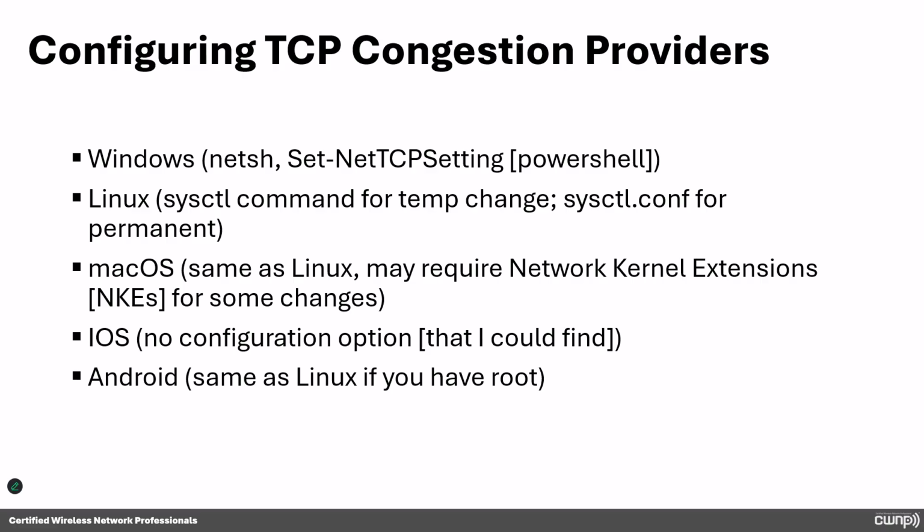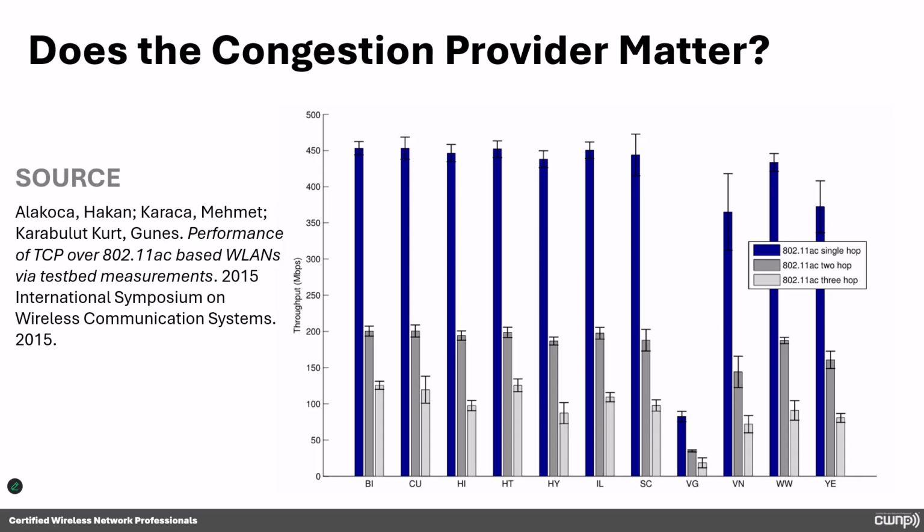Okay, so I told you can adjust congestion providers, meaning I can change from New Reno to Cubic to BBR or what have you, if it's supported by my operating system. But does it matter? Well, it does matter. Take a look at this. All of these at the bottom are different congestion providers. That's what all of those are.